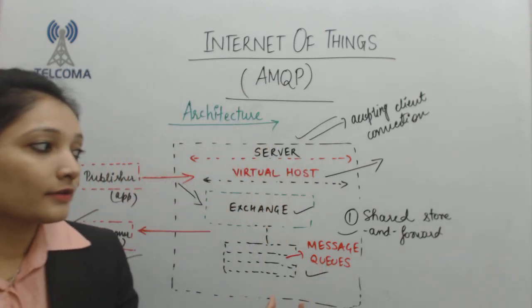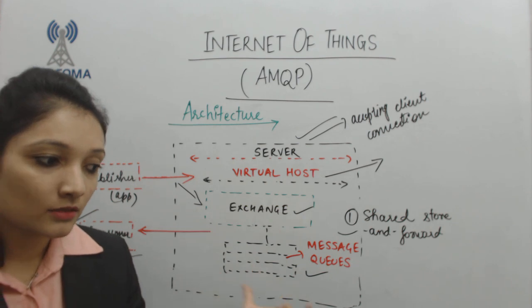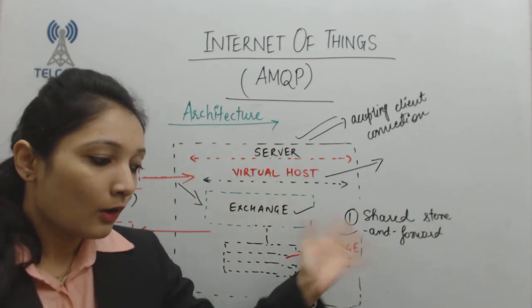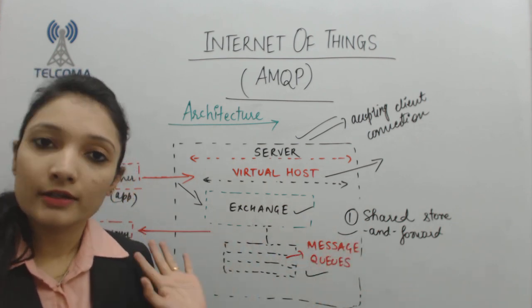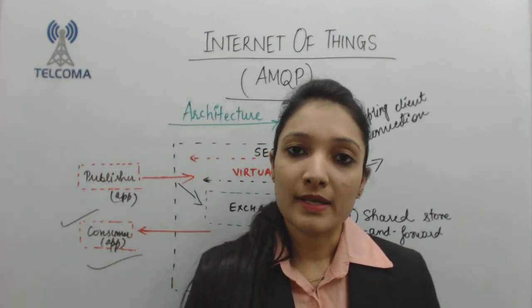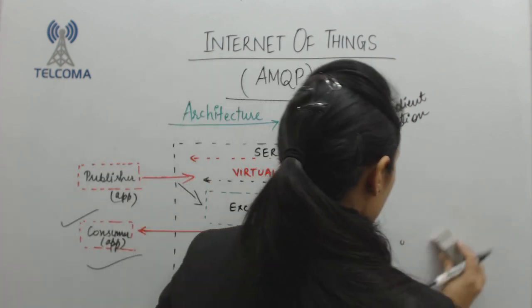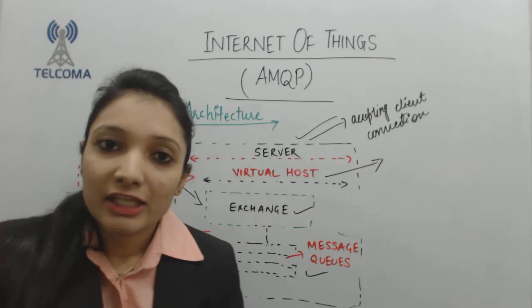So a shared store and forward queue refers to a queue that receives a number of messages, stores them, and then forwards them between the different consumers here. This is the simplest and most basic property of your message queue. After that, the next property is a private reply queue.